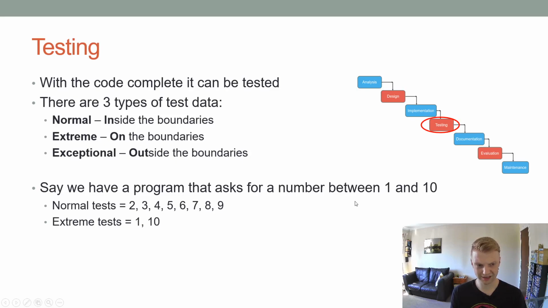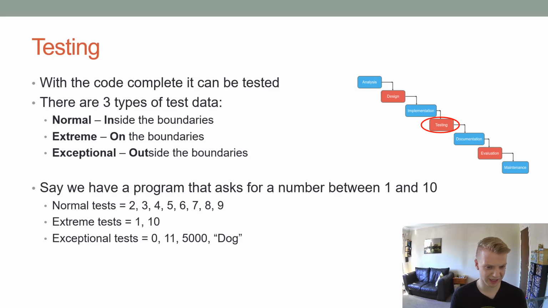You can go less than 1 and get 0. You can go more than 10 and get 11. You can go much higher than 11. So we've got 11, 0, 5,000. It really doesn't matter how big the number is. And then you've got just dog. Any word is actually exceptional. If you type in a word, that is way outside the boundaries of 1 and 10. You can also do negative numbers, just the space bar, see what happens. Or don't type in anything, just press enter, see what happens. All of these are exceptional tests.